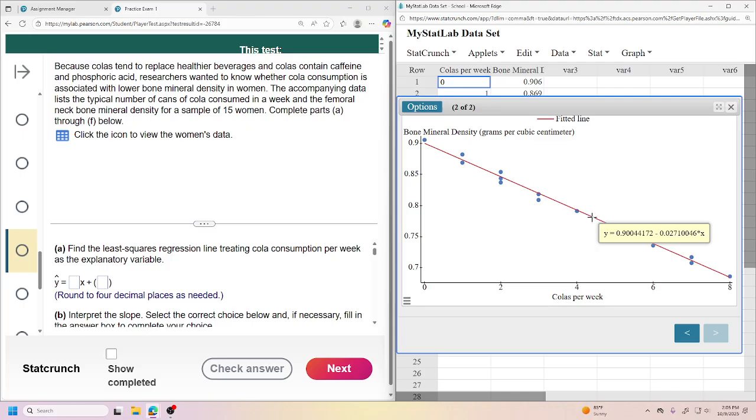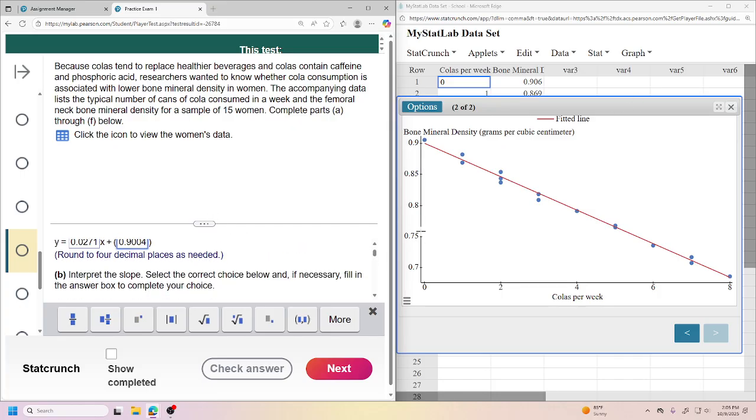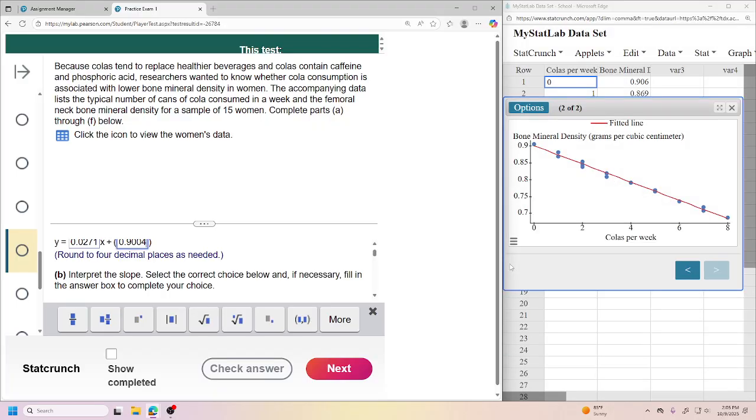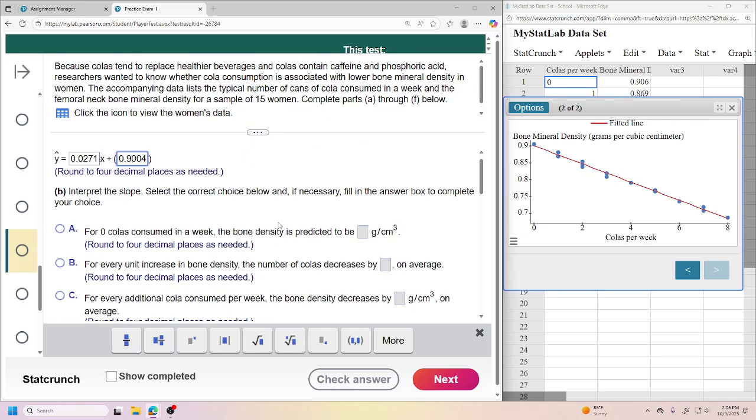And so it's 4 decimals. I'm going to say 0271. 0271. And then my y value, 9004. Okay, awesome. Is this okay so far? Yeah. Let's keep cruising. Let's see what we got.